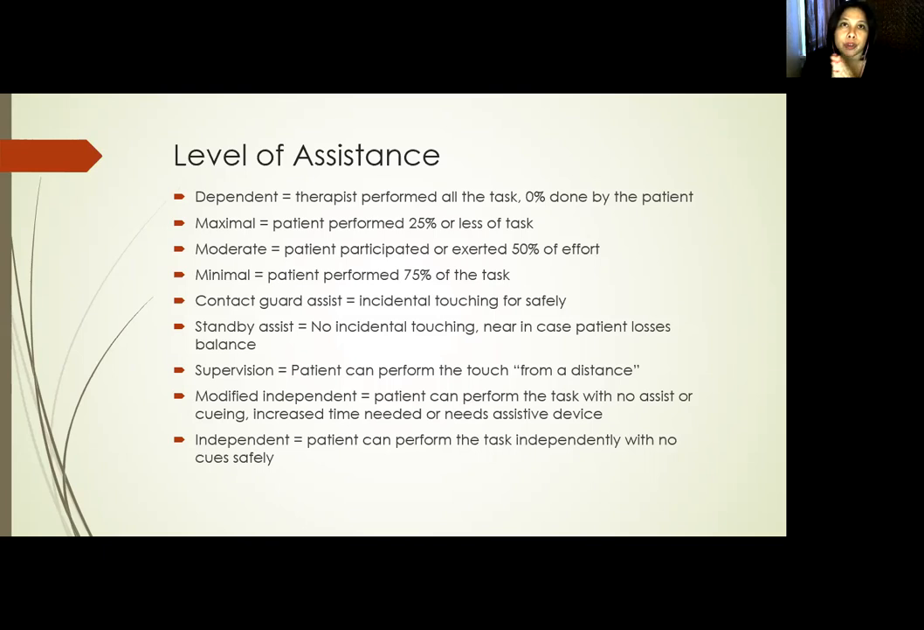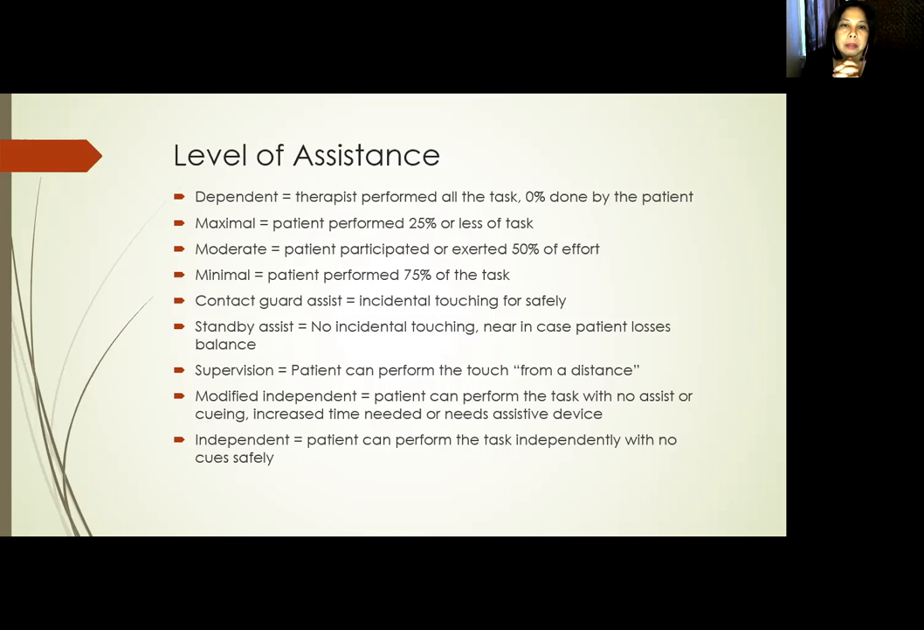If the patient, for example, is walking within the room and you're not near the patient, you are supervising from a distance, that is what we call supervision. So you're not standing near the patient and you are not touching the patient. This is when you're confident enough to let go of the patient and have the patient walk on his own around the room, you can call that supervision.